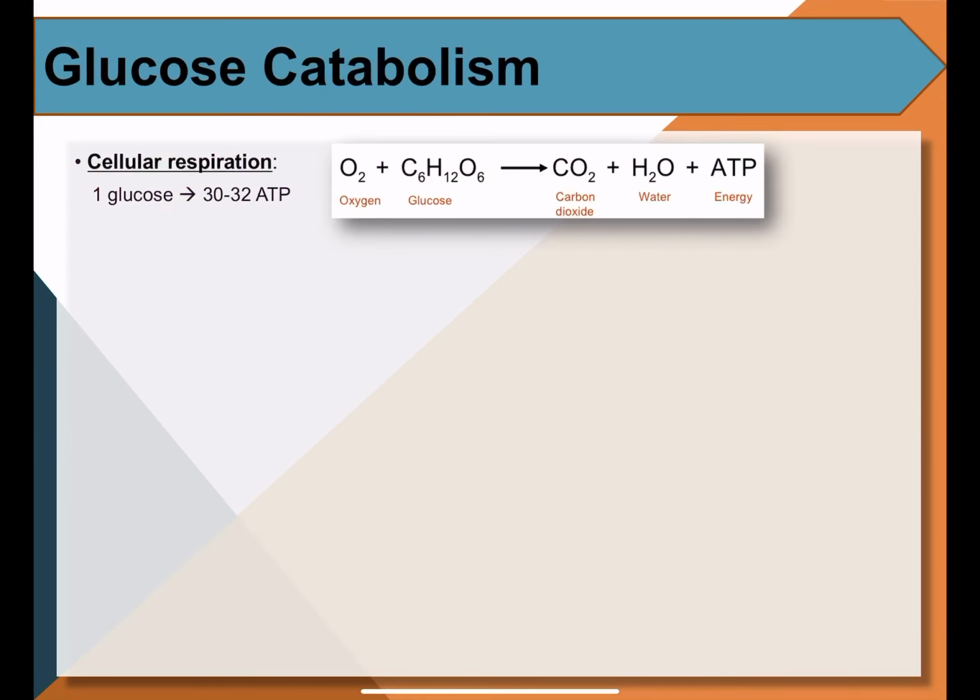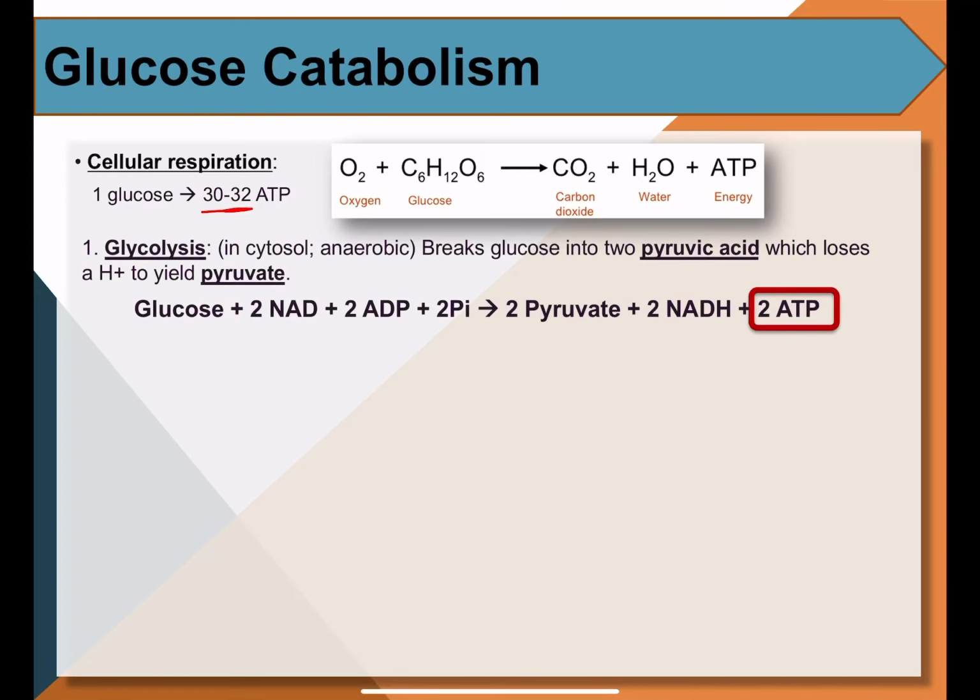So for cellular respiration, if you remember, we can make about 30 to 32 molecules of ATP from one molecule of glucose. The process of glucose metabolism is divided into 3 steps: glycolysis, Krebs cycle, and electron transport chain. The first step is called glycolysis. It is considered anaerobic, which means it does not need oxygen in order for the reaction to proceed, and it happens within the cytosol or the cytoplasm of the cell, not the mitochondria.